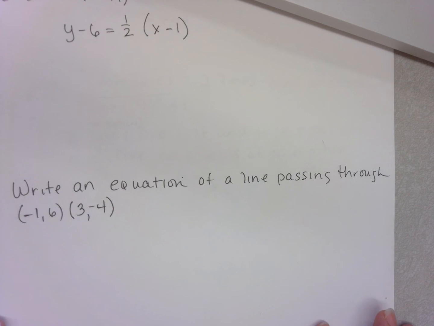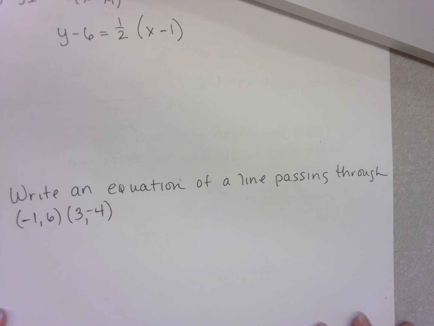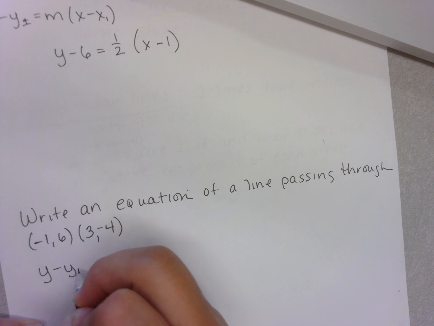All right, so what happens if I don't have the slope to begin with? What if I want to write an equation of a line passing through, and I'm just given two points? Well, I know that I still have this at my disposal.